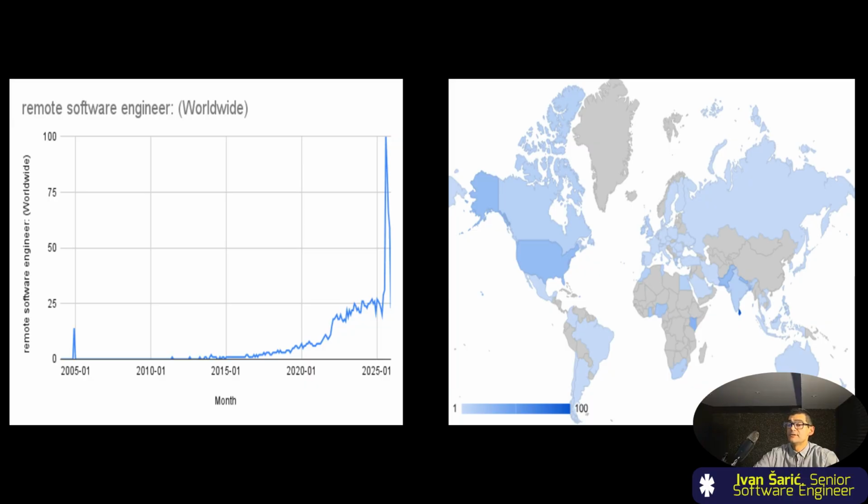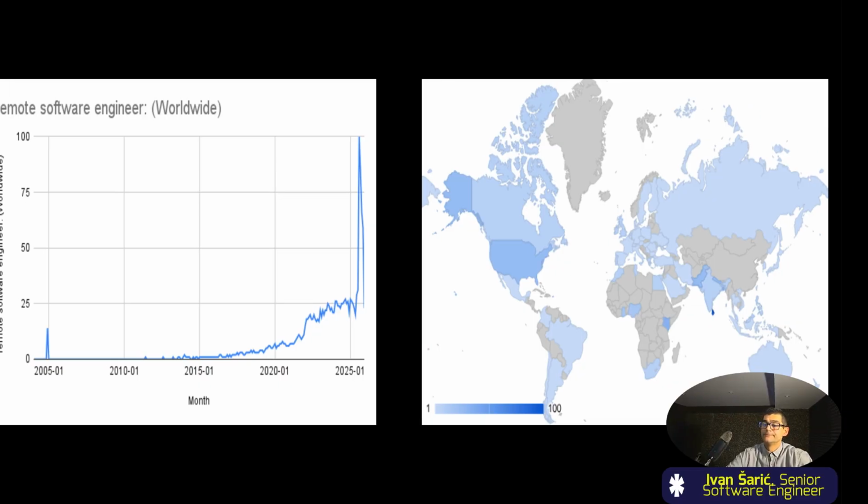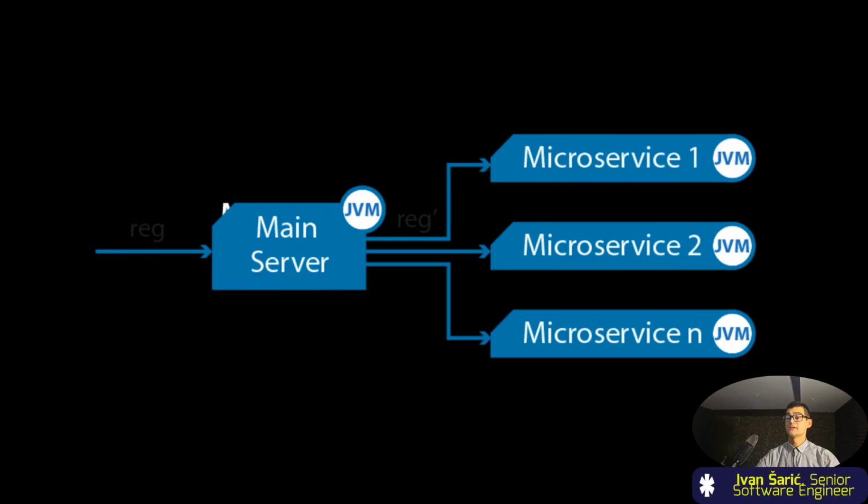But this global shift brings logistical nightmares. How do you ship powerful workstations to a distributed team? How do you secure code on laptops scattered across the world? It's not just about location, it's about architecture.